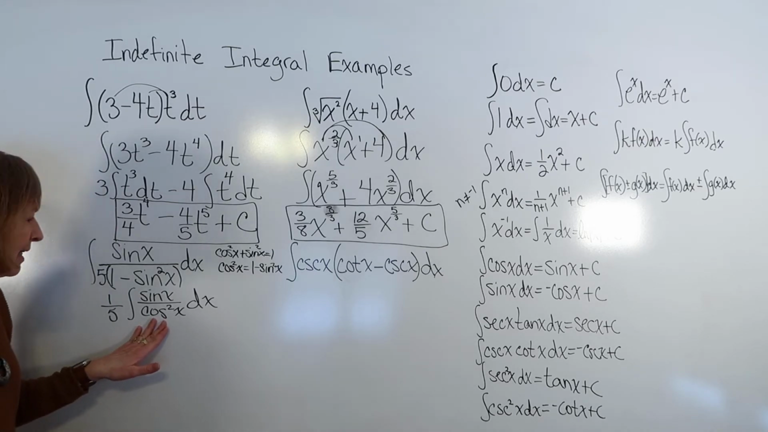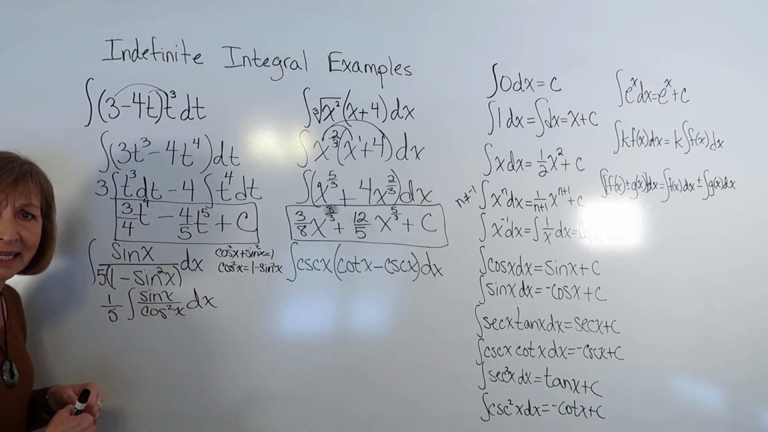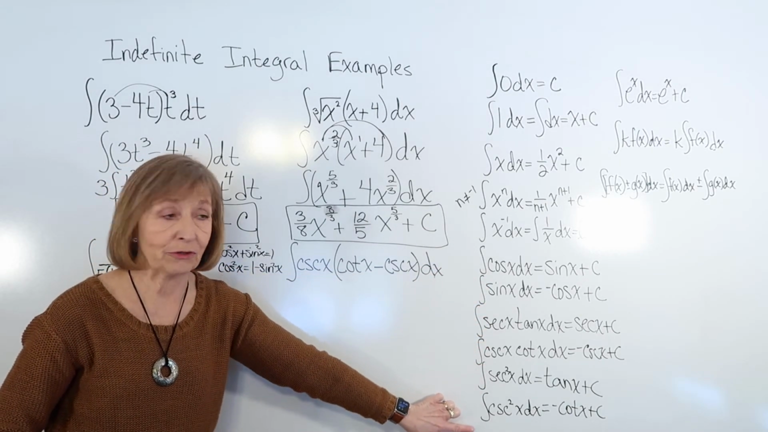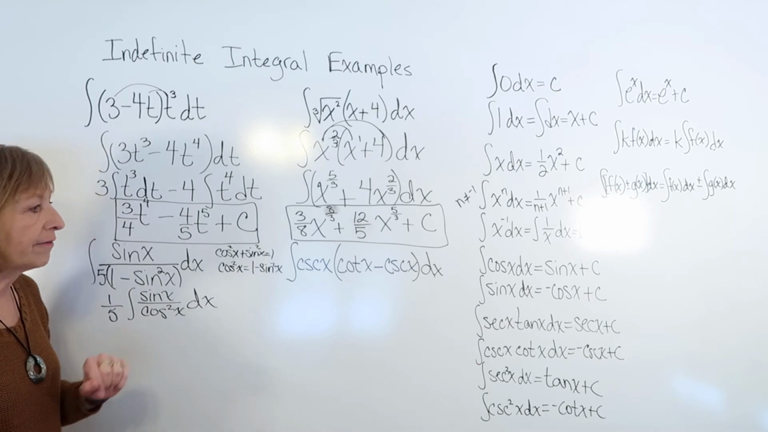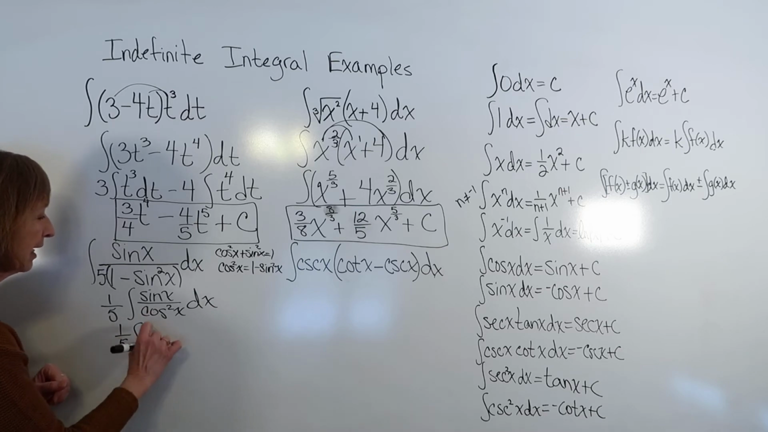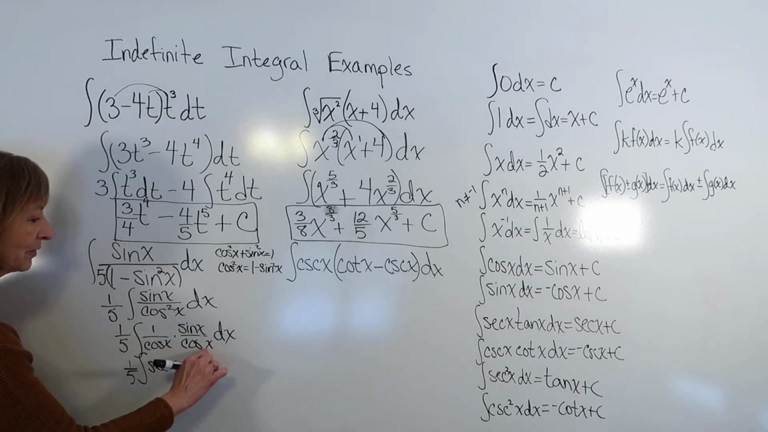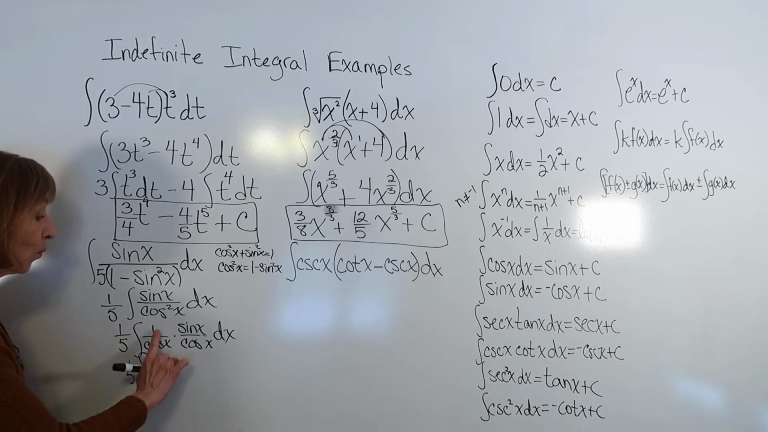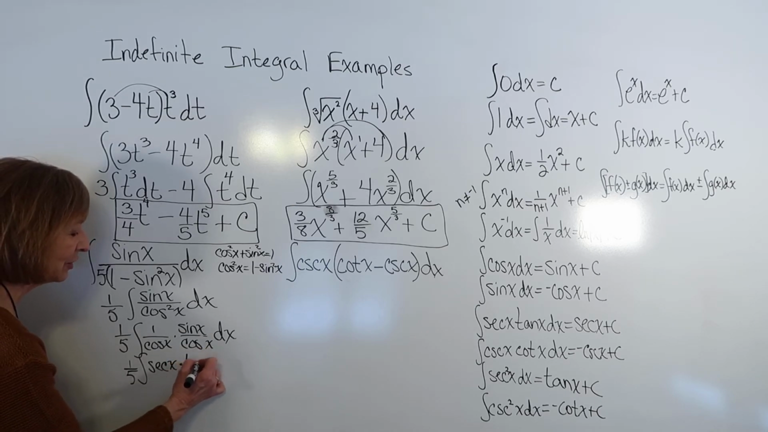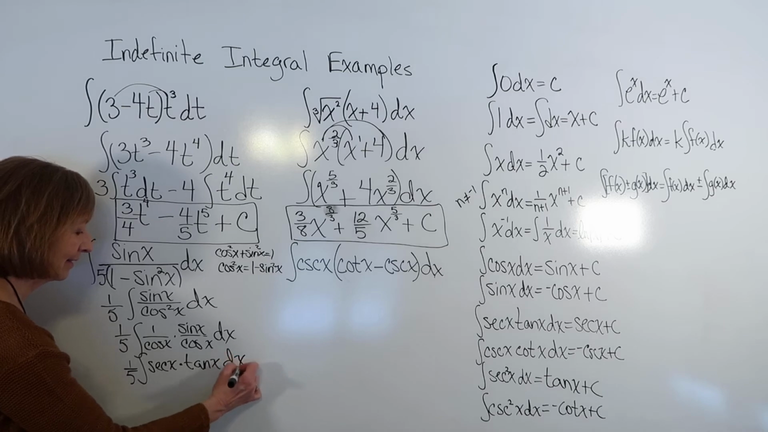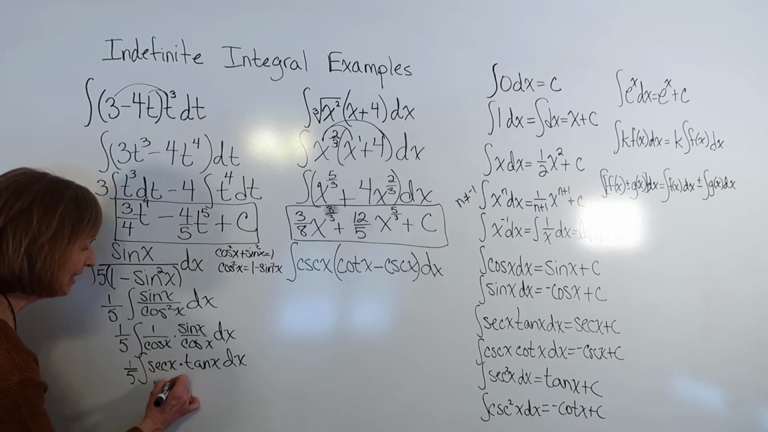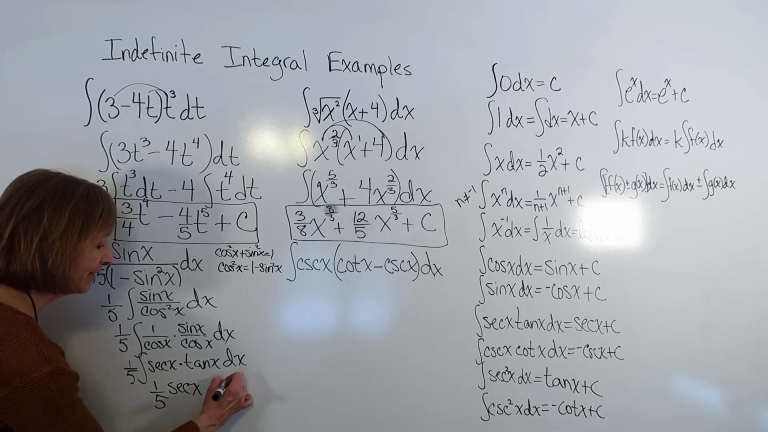Now this cosine squared x in the denominator, still this is not something I can integrate in the form that I have. But when I look at the integrals of the trig functions over here, I see that I can actually rewrite this in an equivalent form. That's 1 over cosine x times sine x over cosine x dx. So that's 1/5. 1 over cosine x is secant x. Sine x over cosine x is tangent x dx. And that's 1/5. The integral of secant x tangent x dx is secant x. And then plus c.